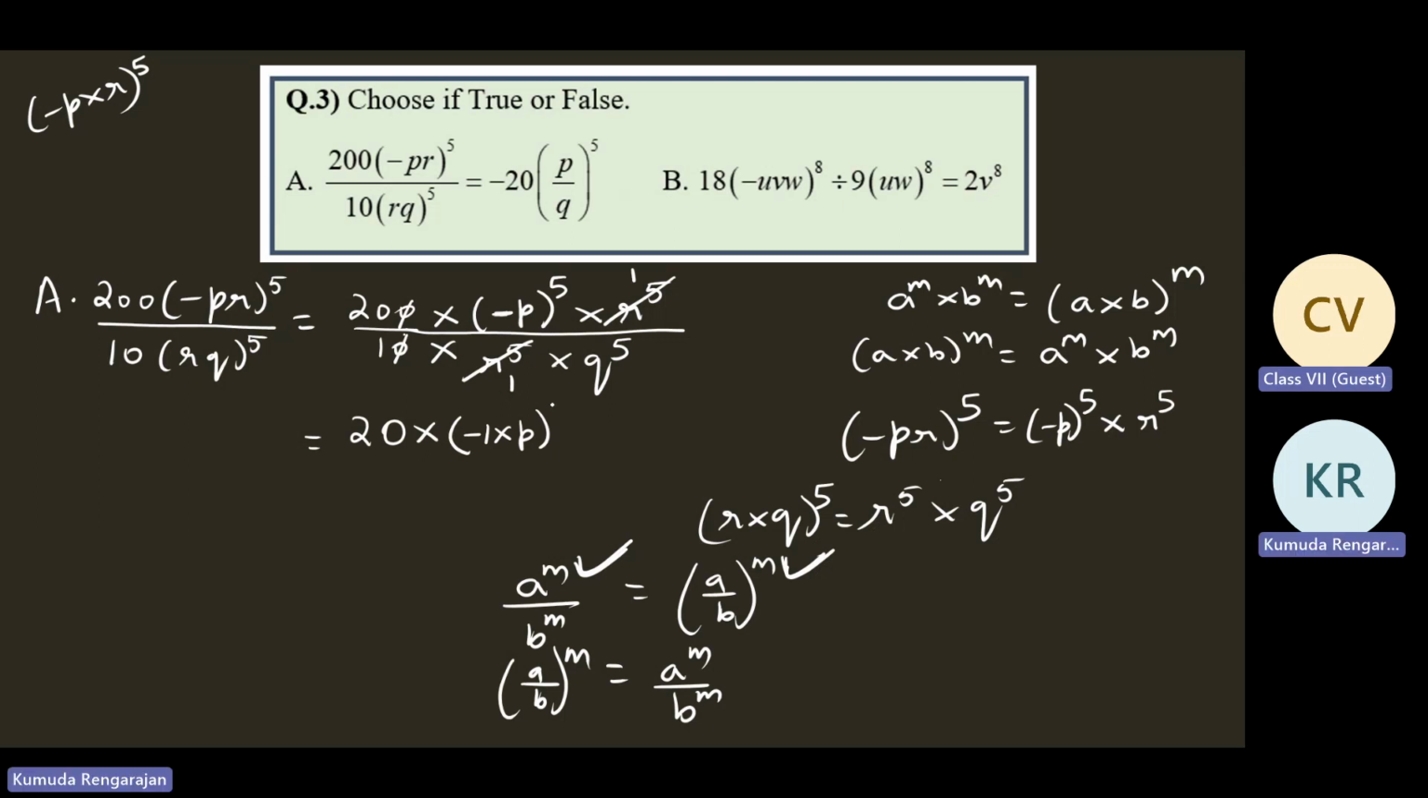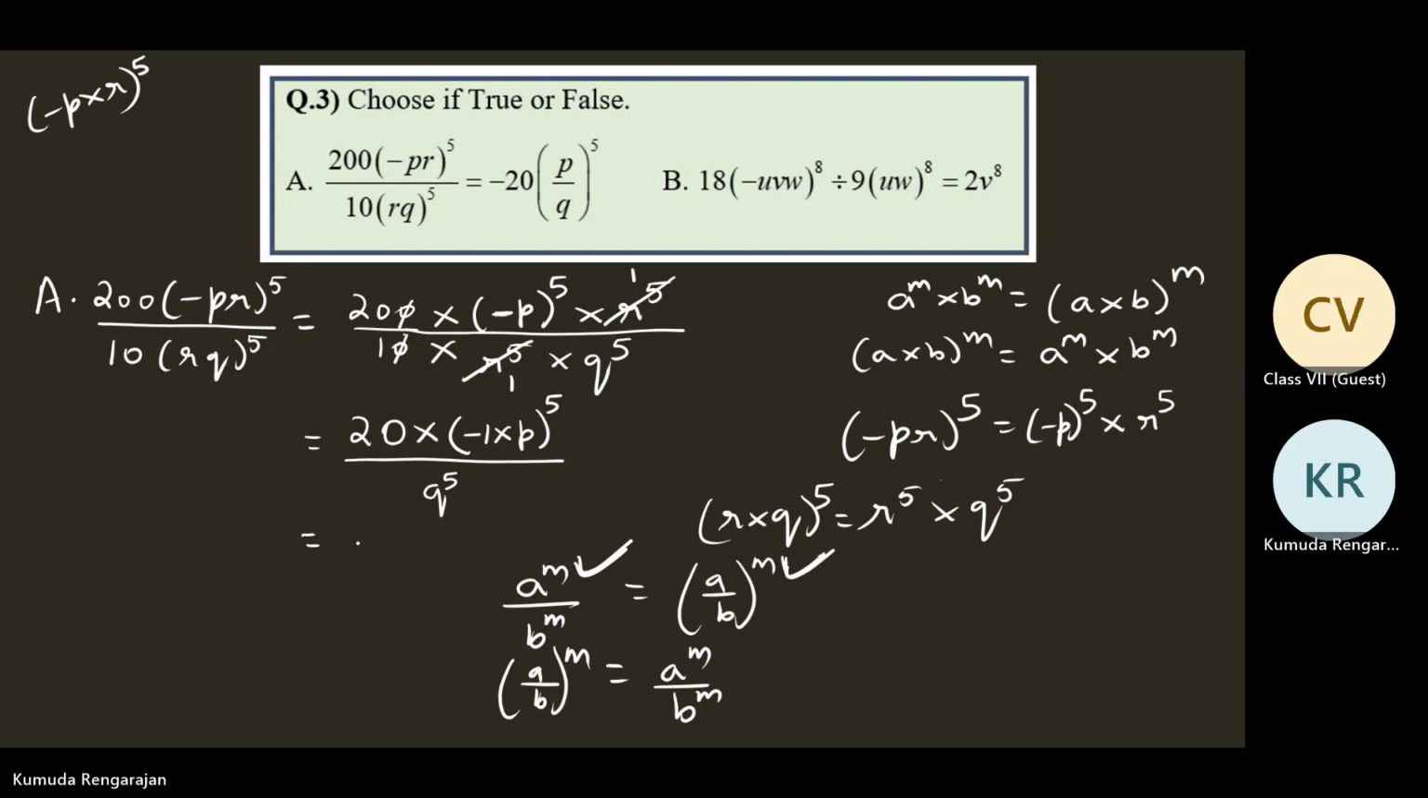What's the power? 5. What do we have in the denominator? q to the power 5. Can't you see it on the screen, Navneet? Then how is it 1? I thought we can write 1 there. No, the ones in the denominator you don't have to write.